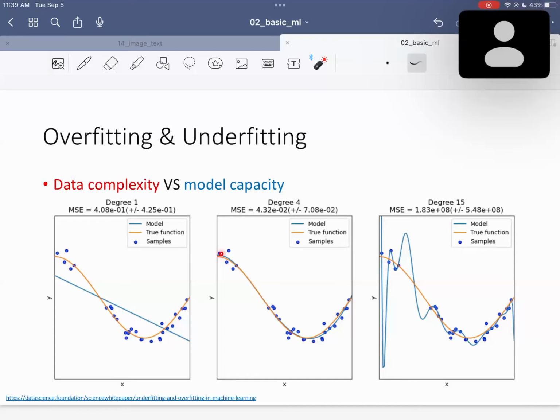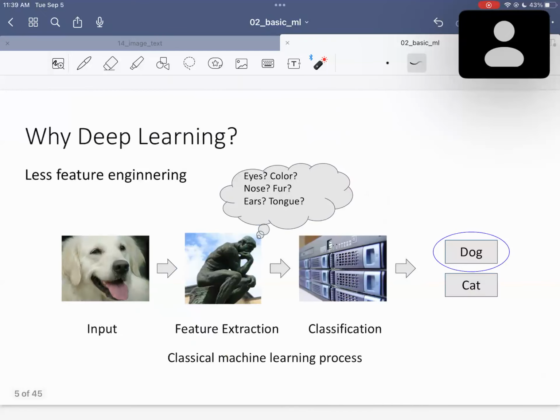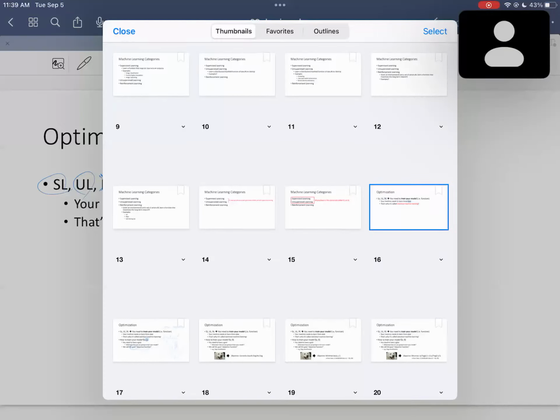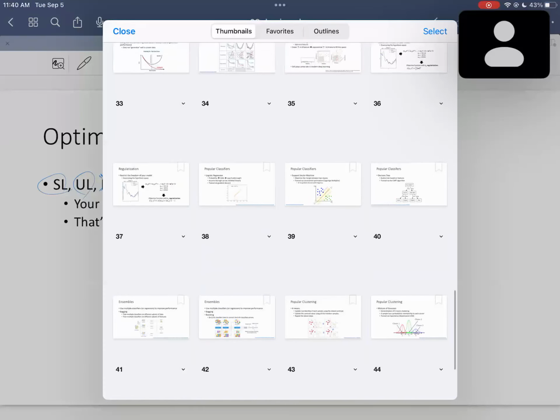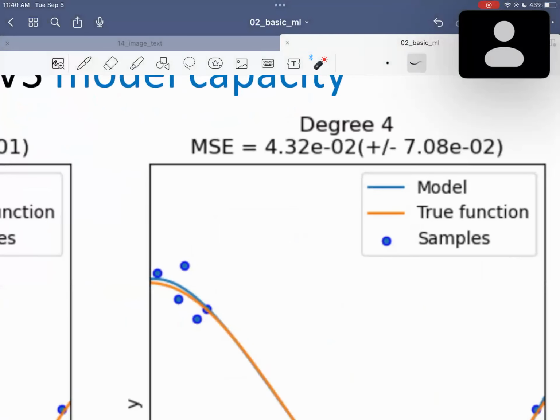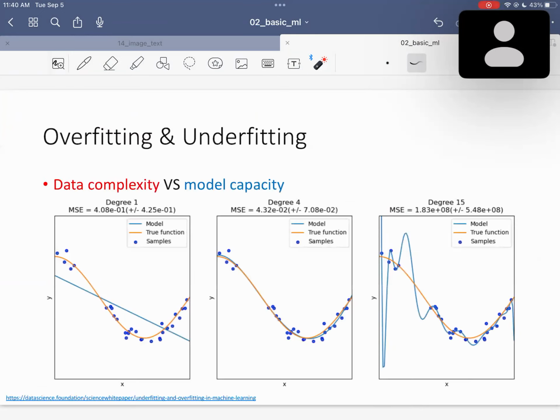So your blue line. Oops. Oh man. Okay, sorry about that. Here. So your blue line is almost the same as your orange line. Your fourth order polynomial function is as good as the true function. So that's the perfect fit.